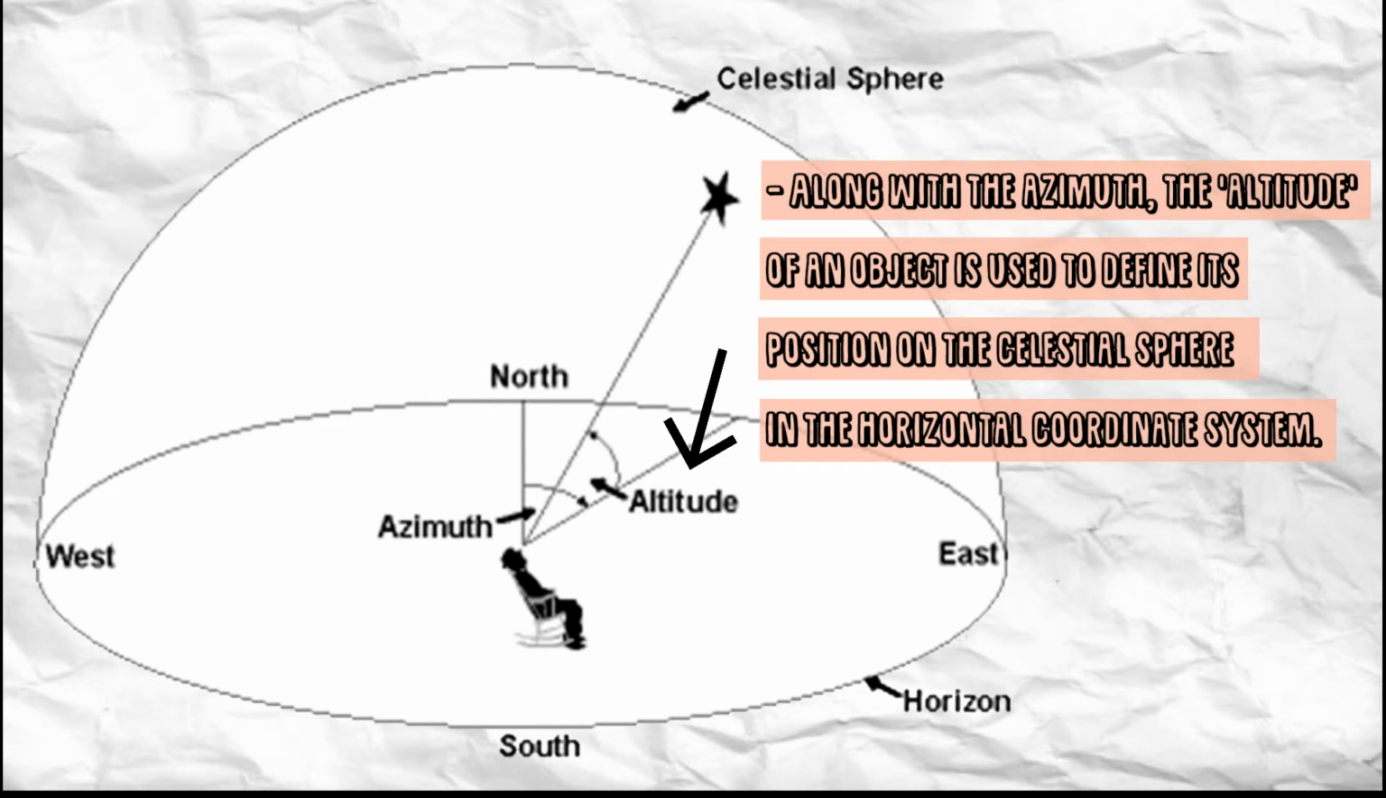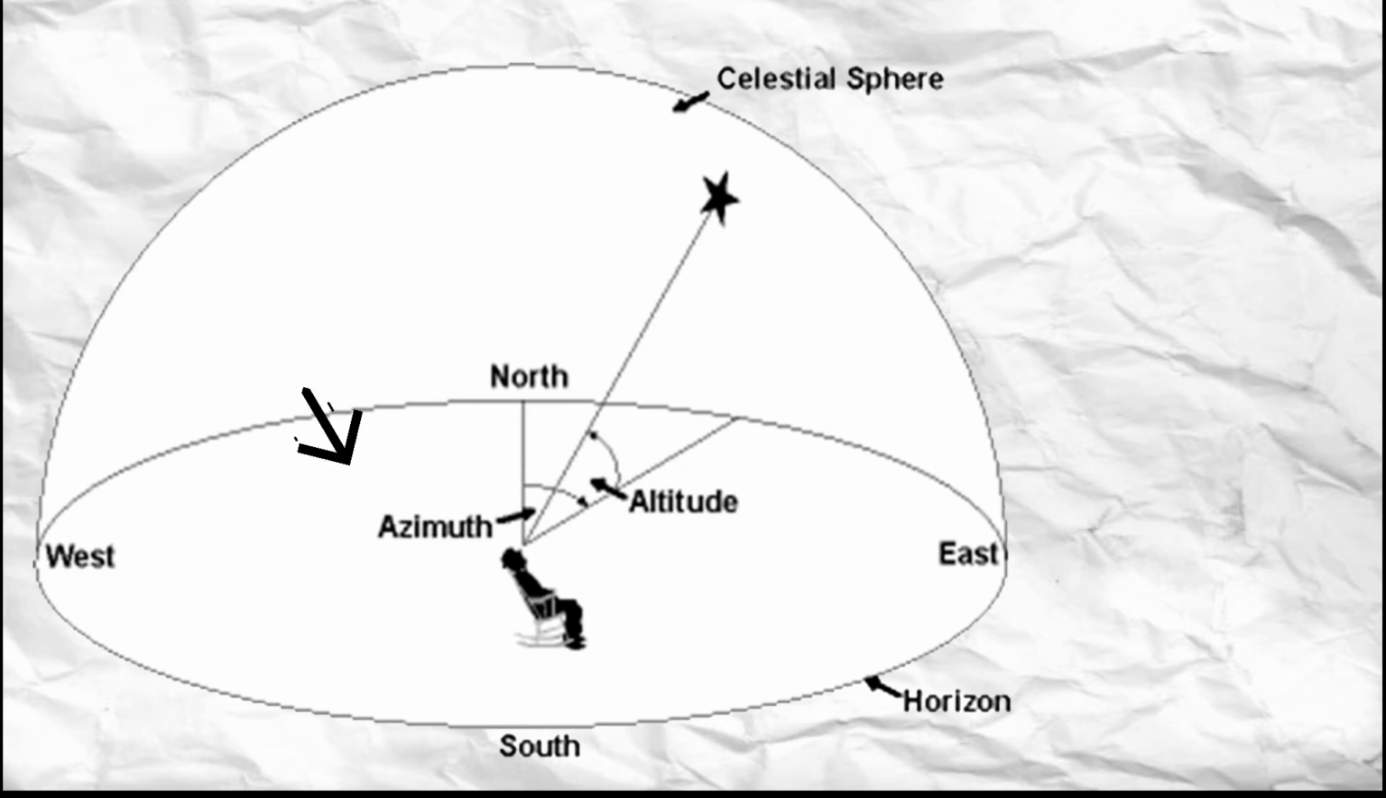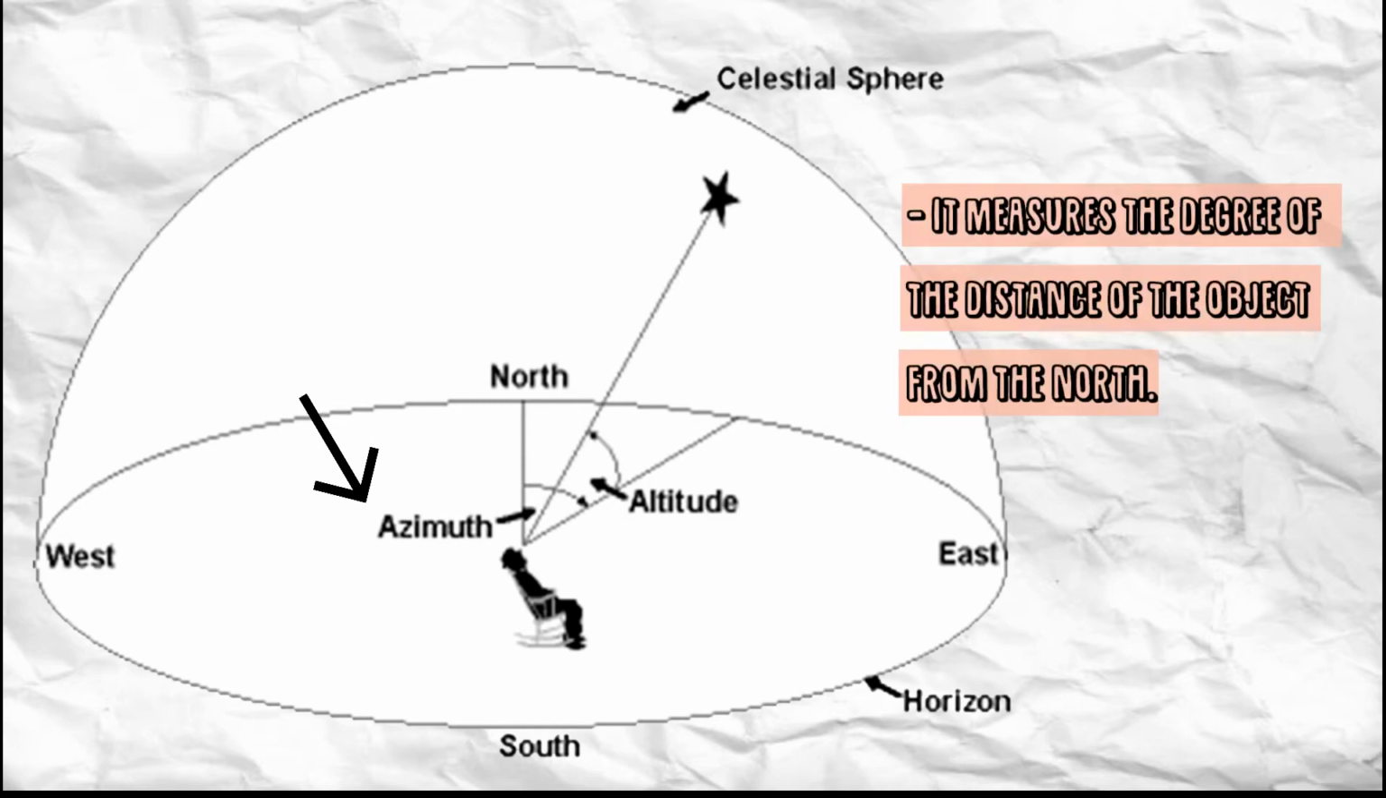Next is the altitude. The altitude is the height above the horizon in degrees, meaning to say the altitude of the object is the angle between the object and the horizon. Lastly, the azimuth. The azimuth measures the degree of the distance of the object from the north.